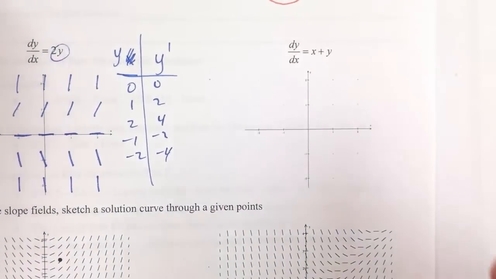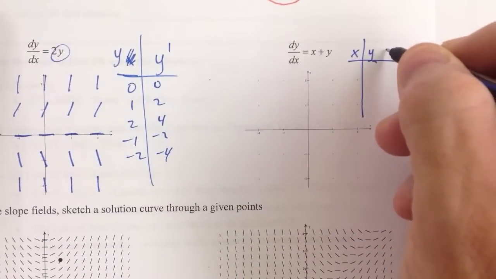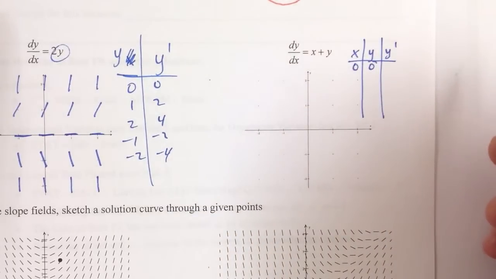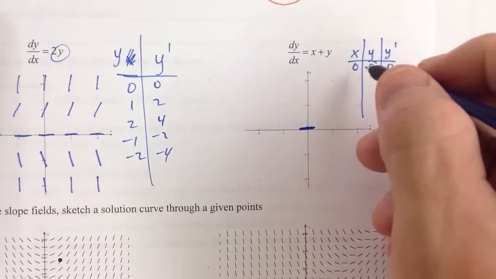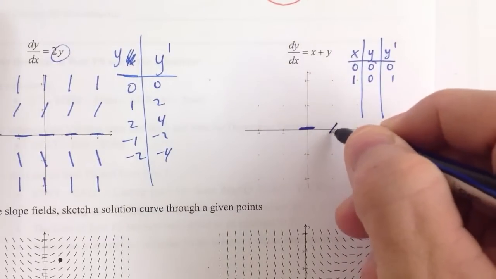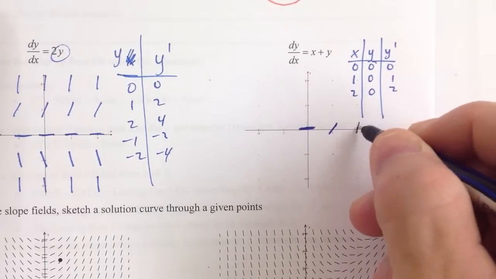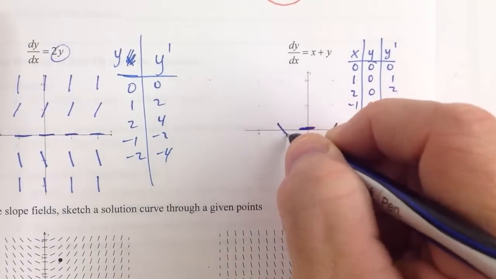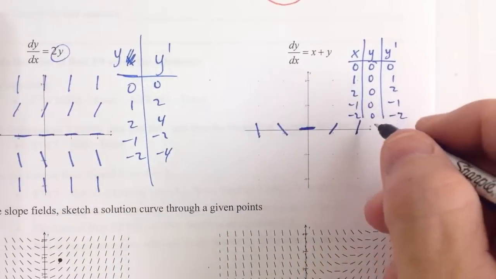Now, this is where it gets a little bit more fun, because the slope field depends upon both x and y. So when x is 0 and y is 0, y prime is 0. When x is 1 and y is 0, y prime is 1. When x is 2 and y is 0, 2. When x is -1, 0, and you get -1. -2, 0, -2.